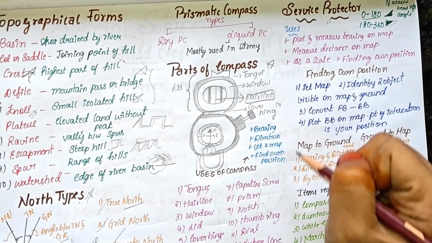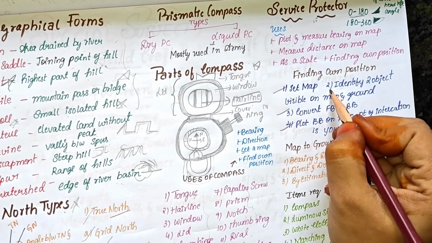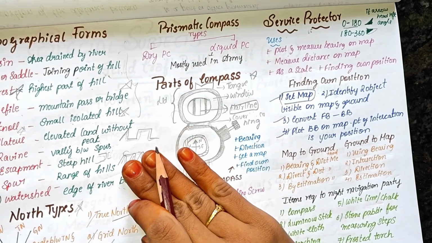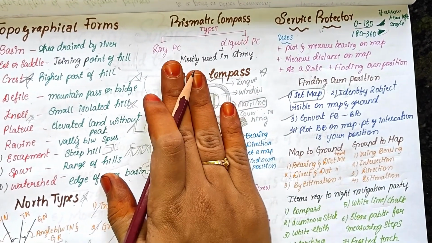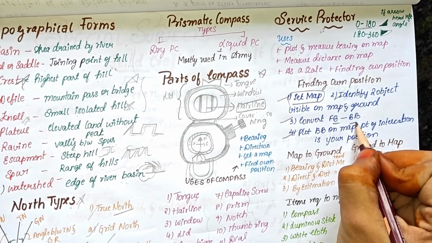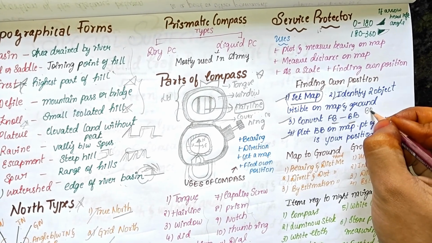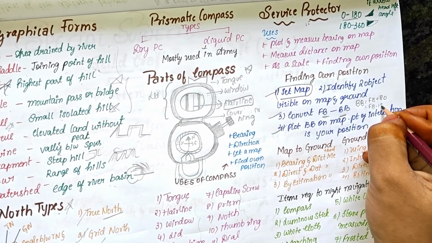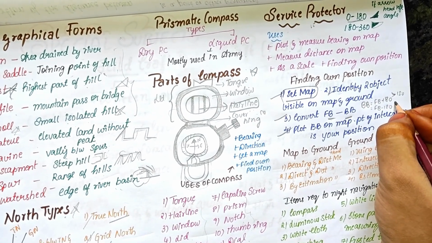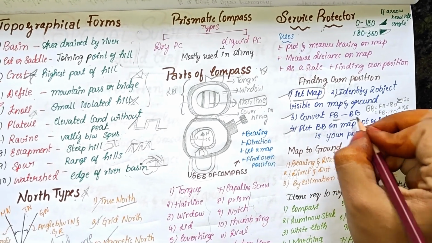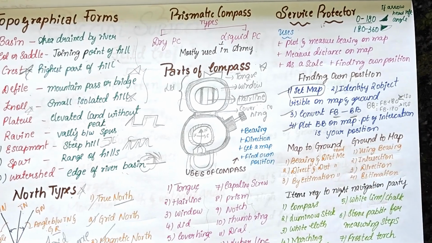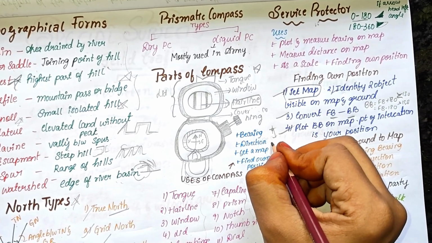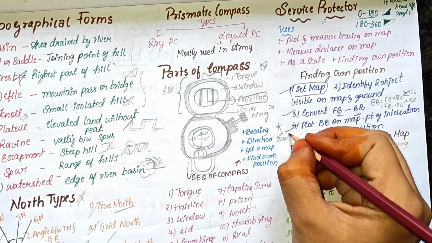So to find the own position, you have to know four points mostly. First of all, you have to set the map and identify two objects, that is, one visible on the map and ground. So after identifying, you have to convert the forebearing to the back bearing. I have already told you how to convert the back bearing to forebearing: forebearing plus 180 in case of less than 180, and forebearing minus 180 in case of more than 180. Then the back bearing on the map, there will be a point of intersection. This point of intersection is the position we wish to find.